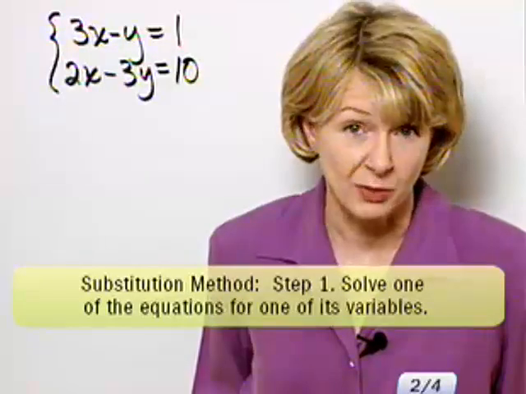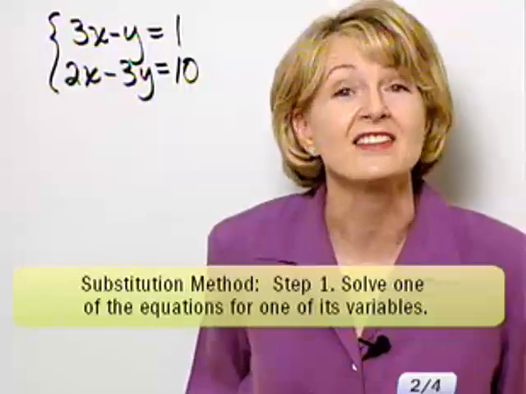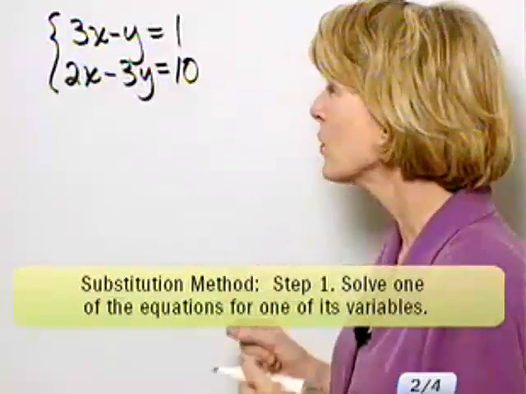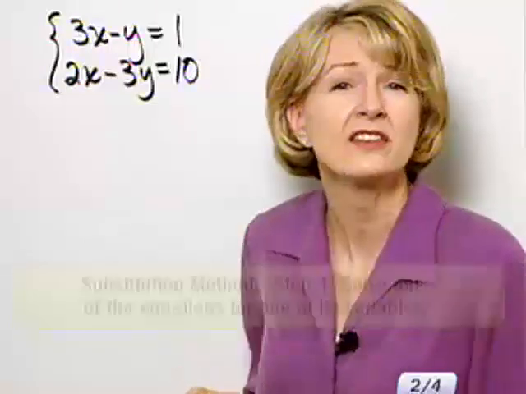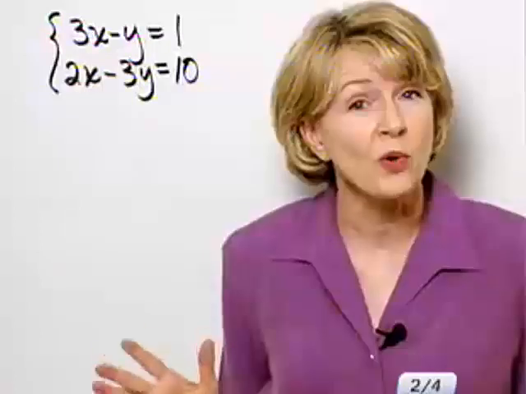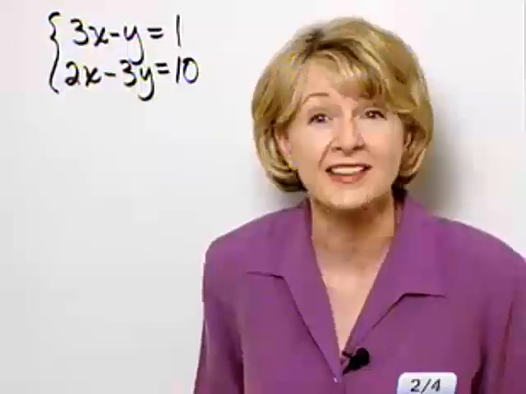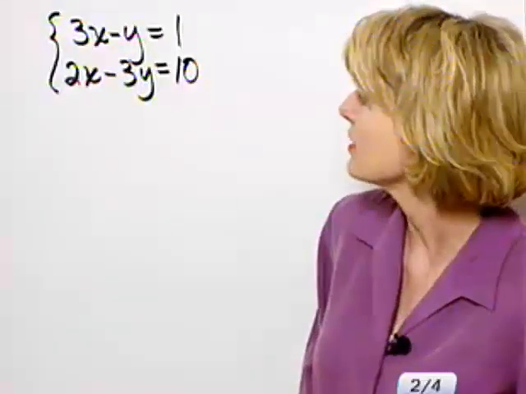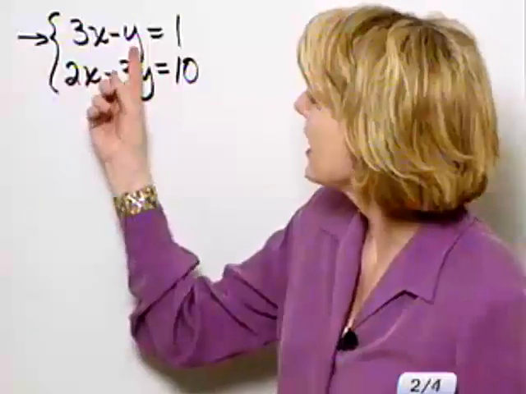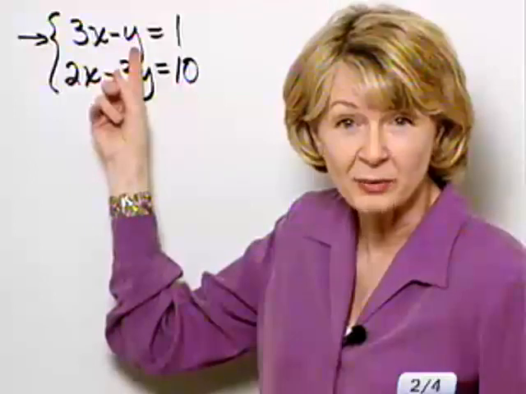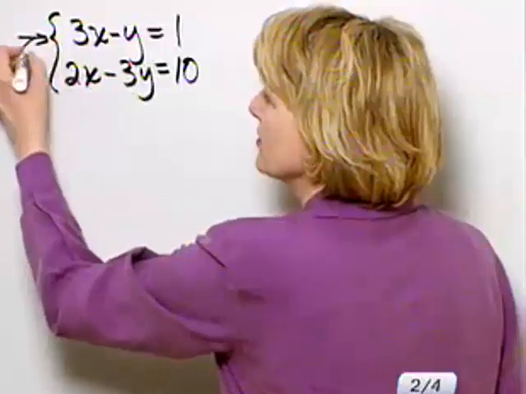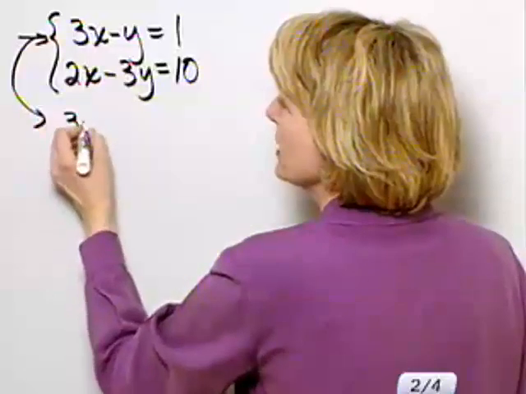Choose a variable in one of the equations and solve the equation for that variable. Now, in order not to introduce fractions, you may want to concentrate on a variable that has 1 or negative 1 as its numerical coefficient. So I'm going to choose this equation and I'll choose that variable since its coefficient is negative 1. So let's go off to the side. Here's my equation.